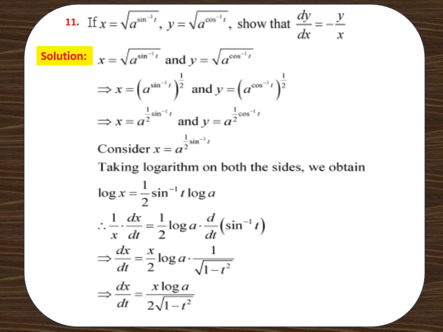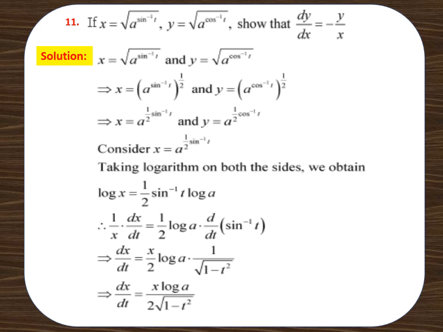Moving to question 11, which is: if x is equal to under root a sin inverse t and y is equal to under root a cos inverse t, we have to show that dy upon dx is equal to minus y by x. Now as you can see, x equals (a sin inverse t) power half, and y is equal to (a cos inverse t) power half. Clear? So we can write x equals a power half sin inverse t and y is equal to a power half cos inverse t.